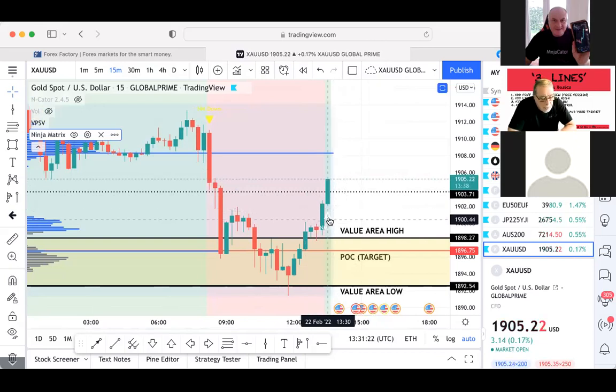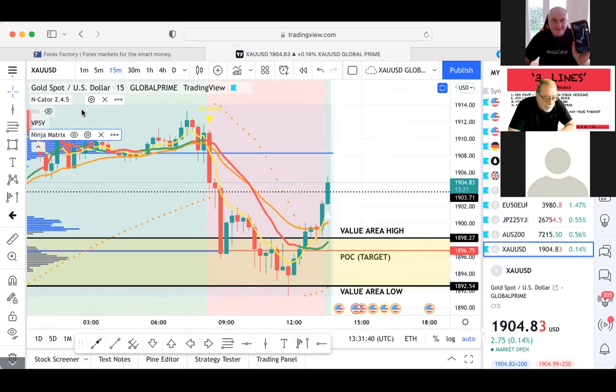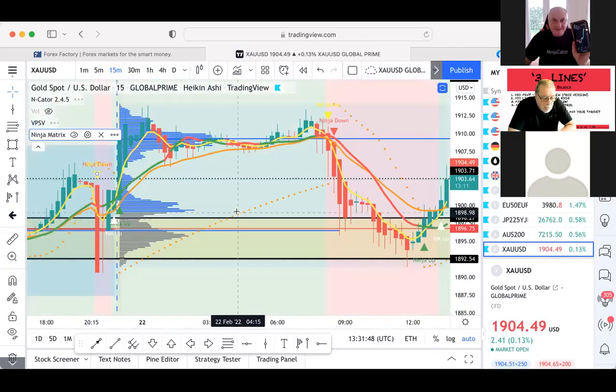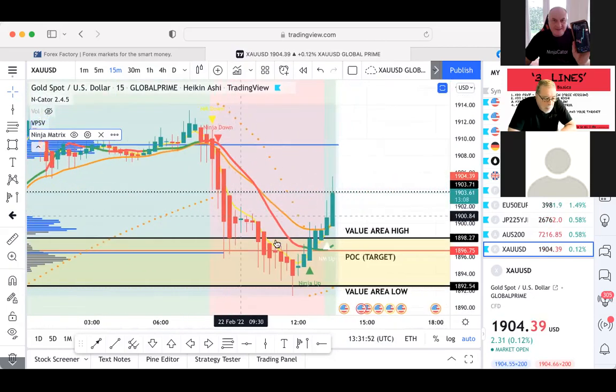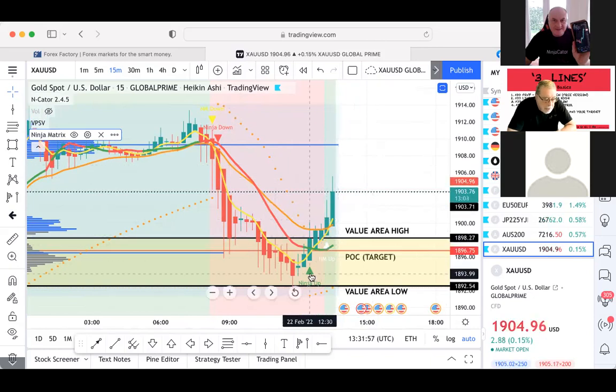I've got a pretty strong green candle. I've got a green Ninja Matrix background, and I've got the Ninja Matrix up signal there. The second thing I would look for was I would add the indicator, the Ninjicator, and in order to use that, I need to change the candles to Heikin-Ashi. And so here's the second box ticked on my checklist, because we've already had a Ninja up.